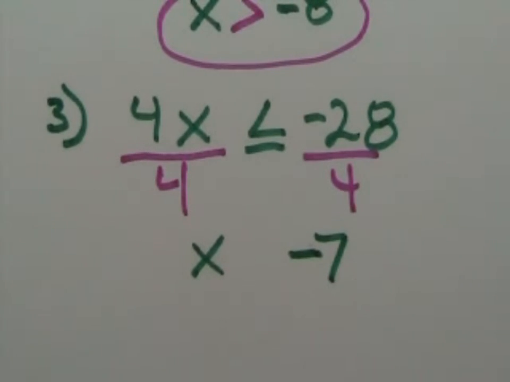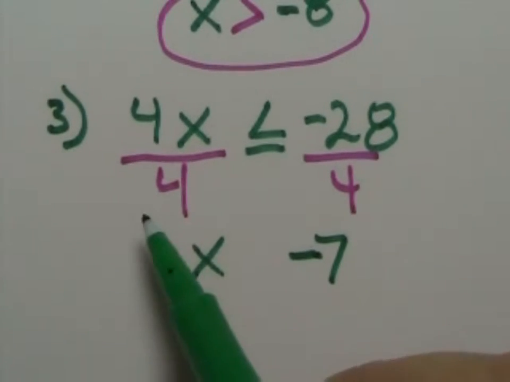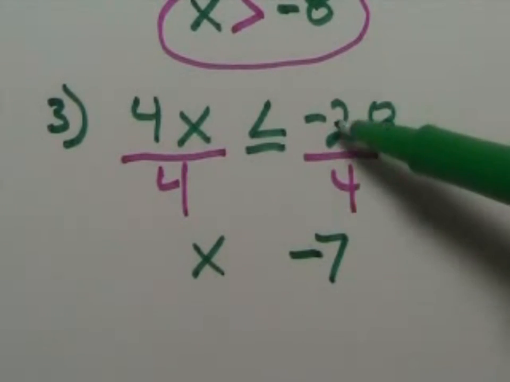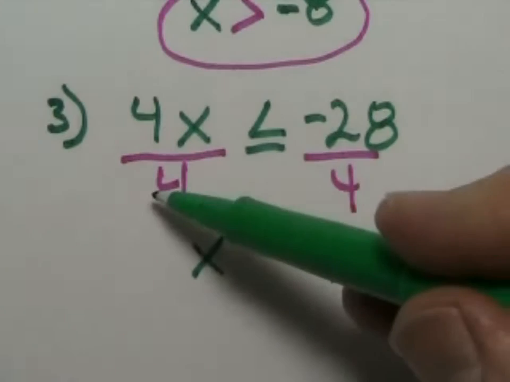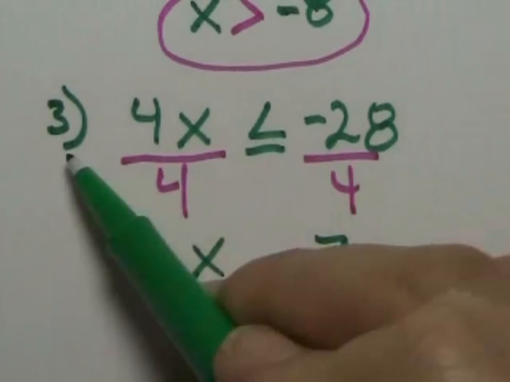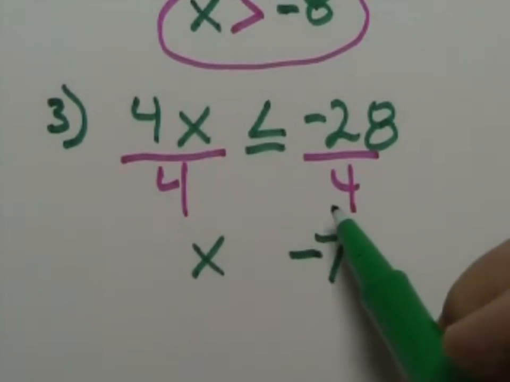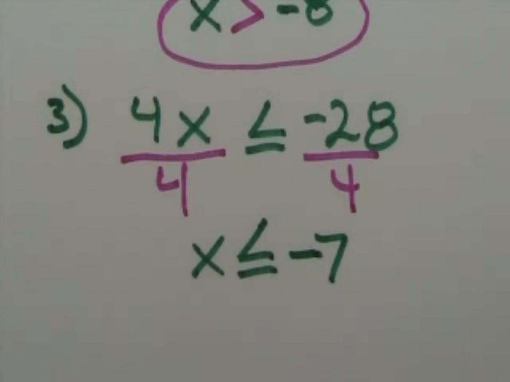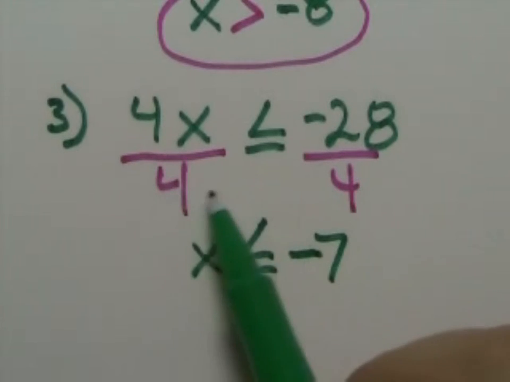Do I reverse the arrow? Well, let's see. Did I divide both sides by a negative number? Hey, there's a negative number here, but I didn't do that to both sides. It's the number you put down below or up on top, both sides. The answer is no. I don't have to reverse the arrow. It stays the same. It's only if you're doing it to both sides.